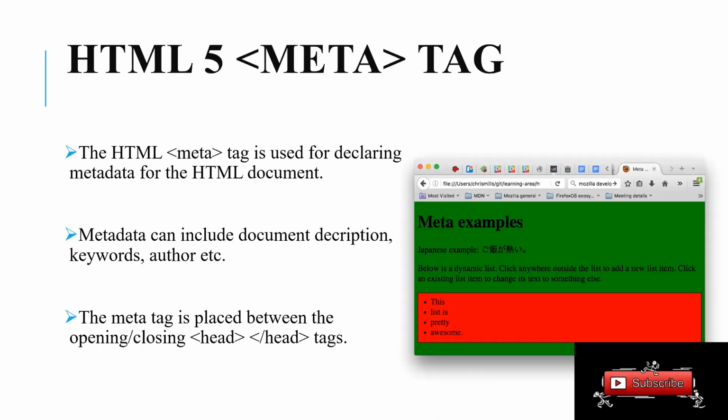So what is the meta tag now? It is used for declaring the metadata for an HTML document. Metadata can include document descriptions, keywords, author, and etc. And remember, the meta tag is always placed between the opening and closing tags of the head tag. So with this, let's start creating an application form.